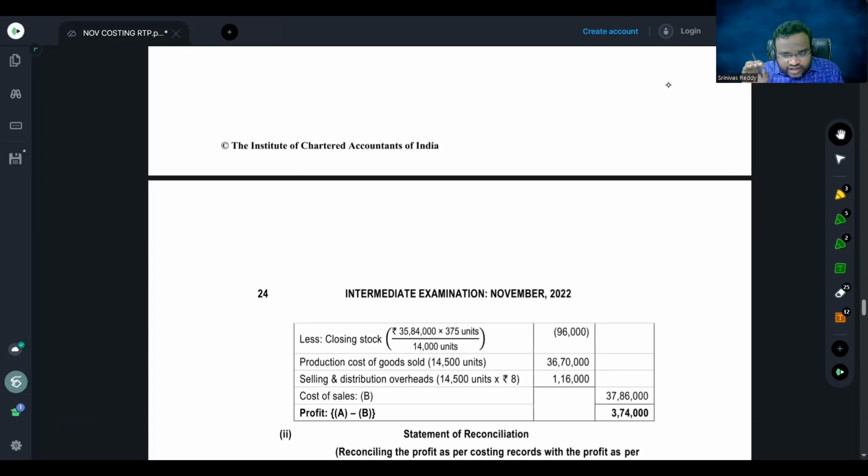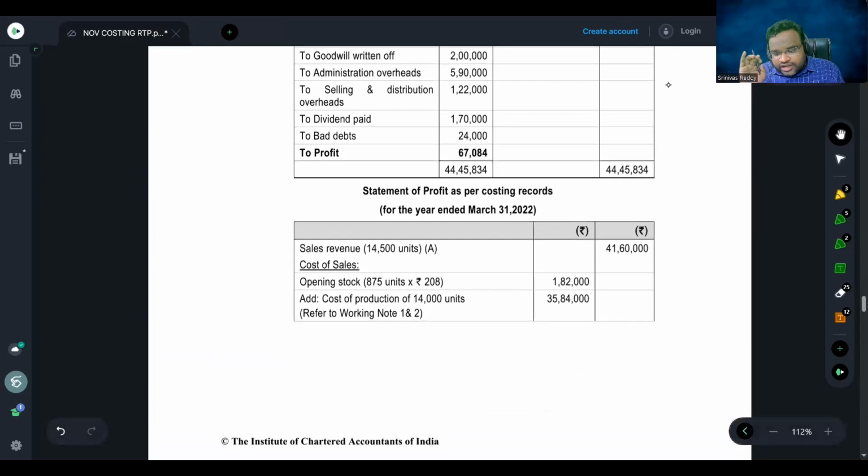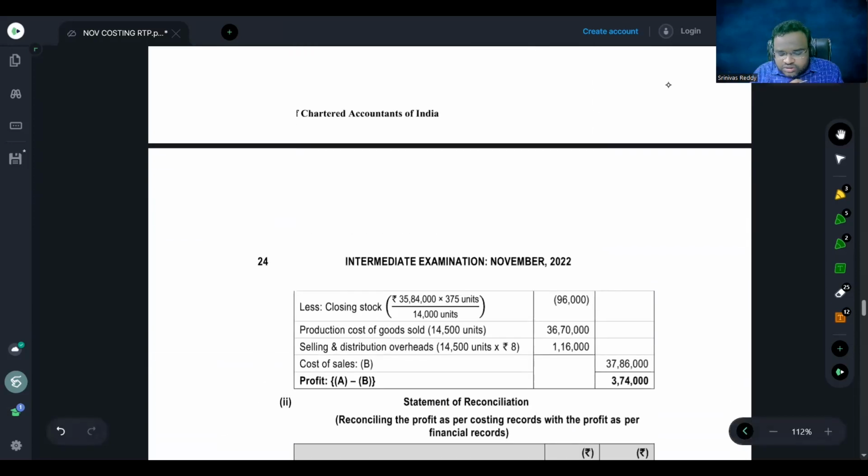What is the profit of financial accounts? 67,084. What is the profit as per cost accounts? It is about 3,74,000. Guys, what we need to do, we need to do the reconciliation between these two items. You can keep the financial accounts profit one side, cost accounts statement one side. Item by item, we can go and do the reconciliation.